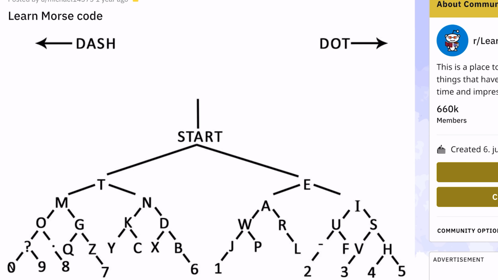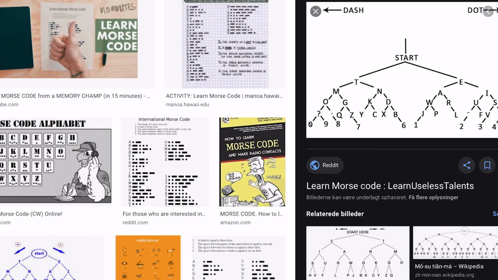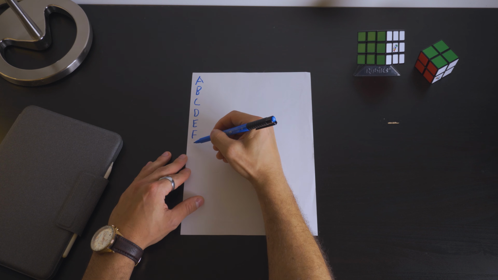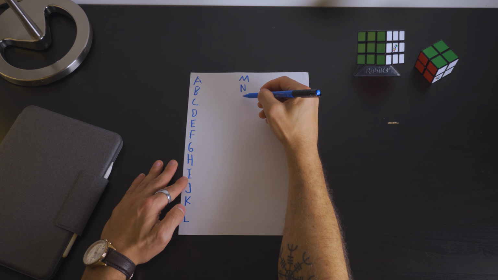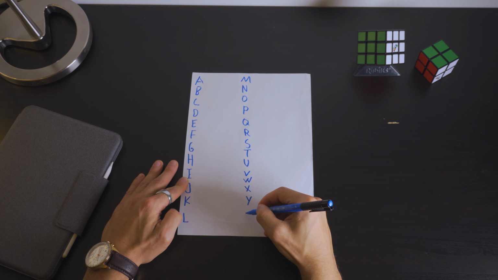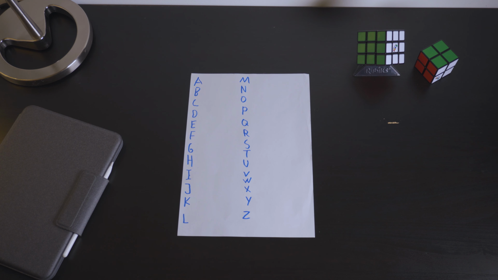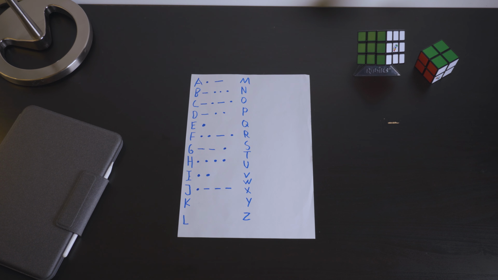So while doing research, I came across a bunch of different methods of how to learn Morse code, all of which seemed a bit confusing. So instead, I decided to just do what felt the most intuitive for me. And in this case, it was to simply start out by learning and memorizing each letter of the alphabet, one letter at a time.